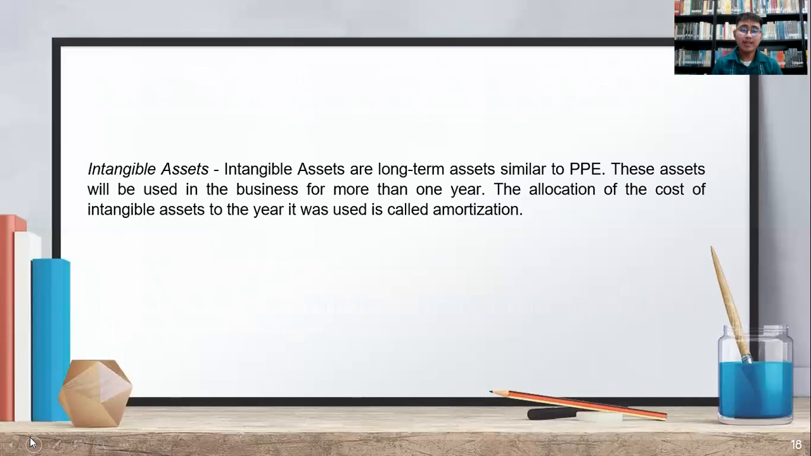We also have the intangible assets. So intangible assets are long-term assets similar to PPE. So these assets will be used in the business for more than 1 year. For example, of intangible assets are, we have the logo, we have the saying, we have the colors, we have the packaging that we design. We also have the copyright and etc.